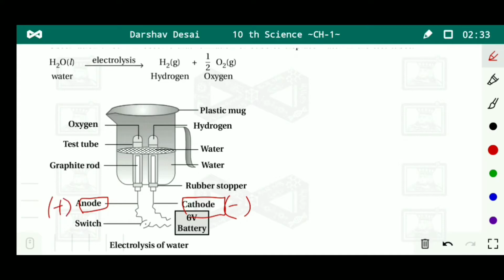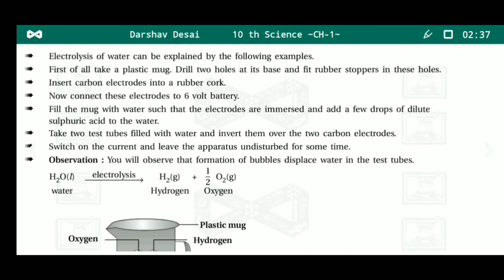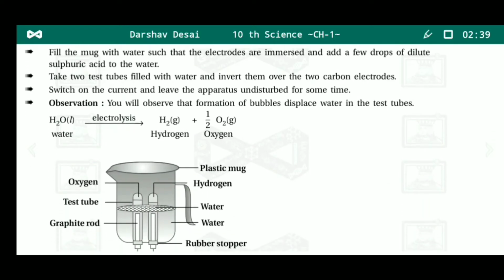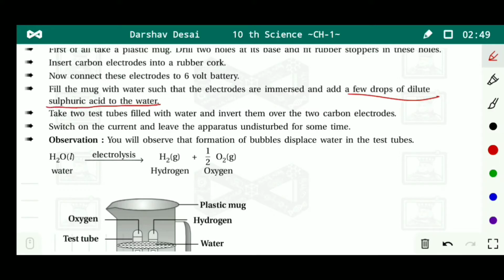Now fill the mug with water. This mug is fully filled with water, and the electrodes are immersed, and we add a few drops of dilute sulfuric acid to the water. First the mug is filled with water, then the electrodes are immersed, then add a few drops of dilute sulfuric acid.